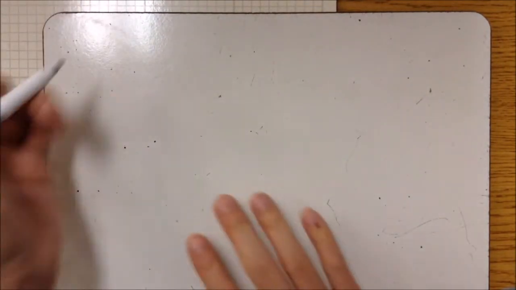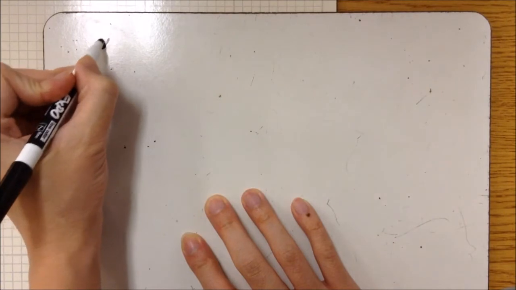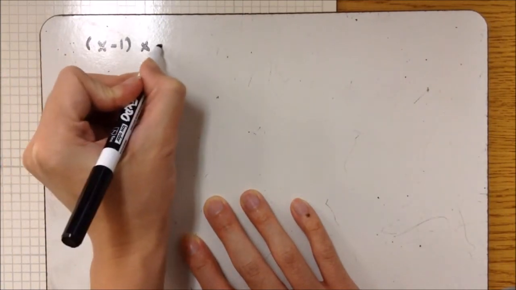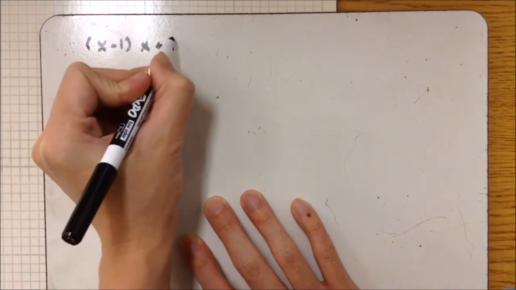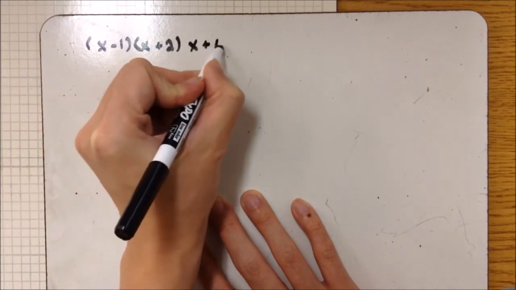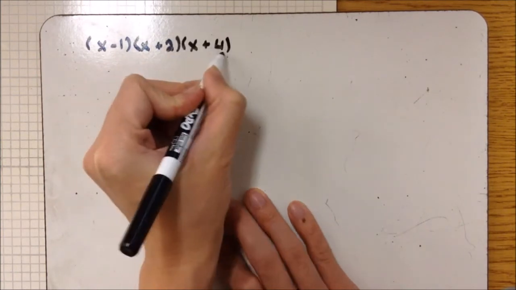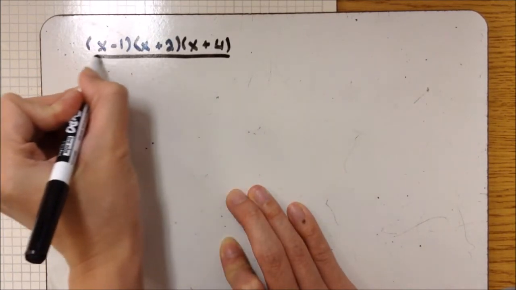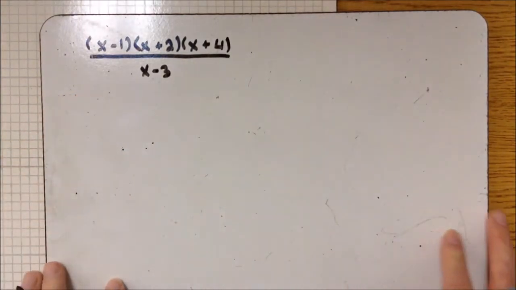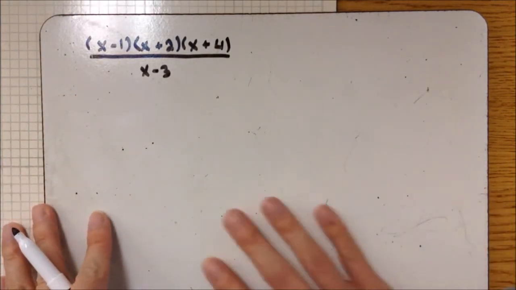Alright. So let's write out our factors: x minus 1 times x plus 2 times x plus 4, over x minus 3. Now, again, we're doing the x-intercepts.